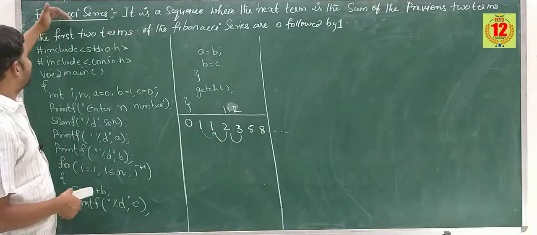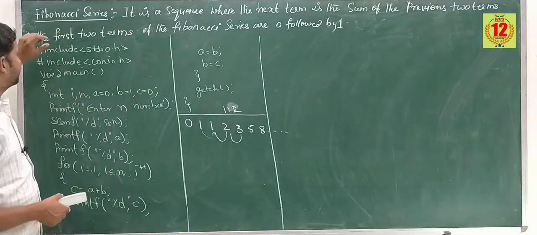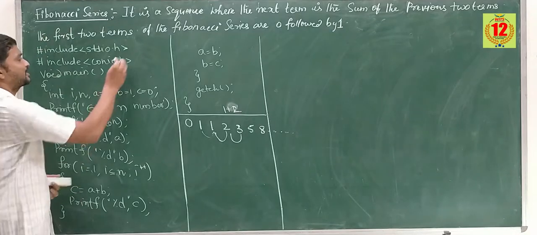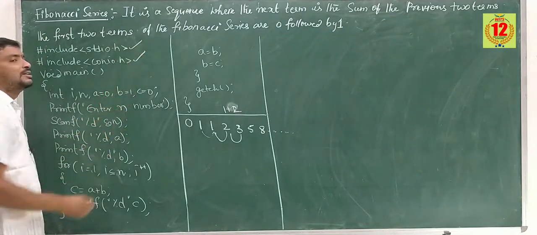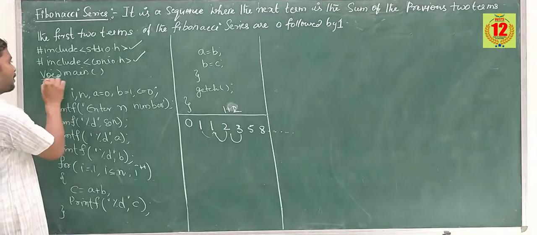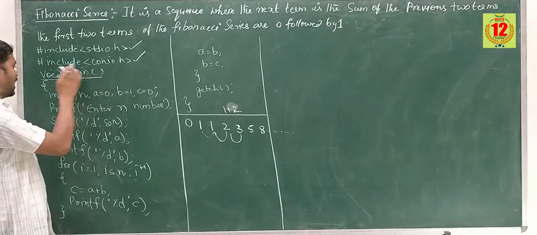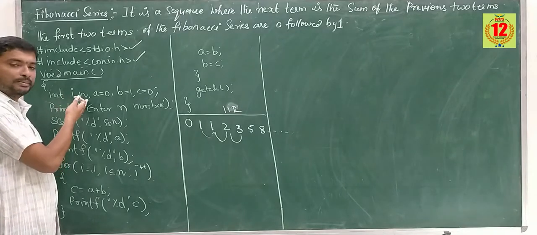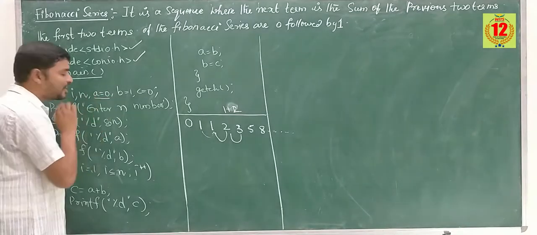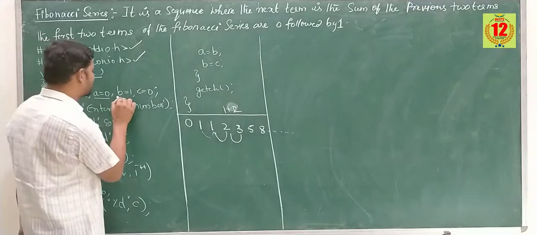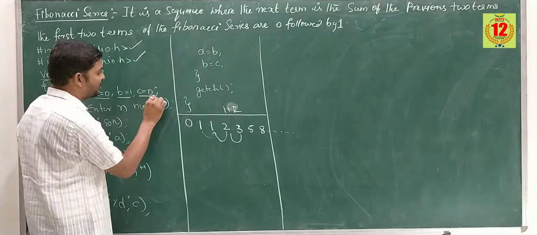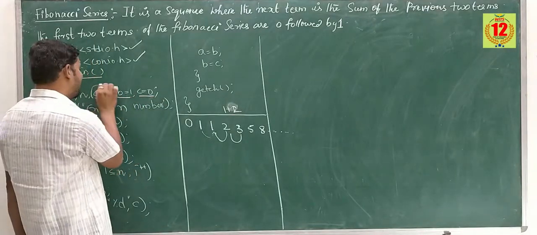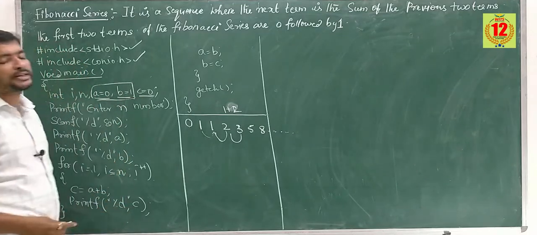Now we are using the C language, a C program. I take two header files, one is stdio.h, the second one is conio.h. The program begins with the void main function. I'm using one variable i and one more variable n, and the initial value a is equal to 0, b is equal to 1, and c is equal to 0.